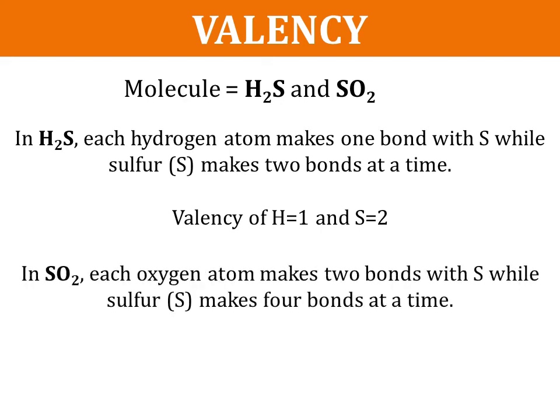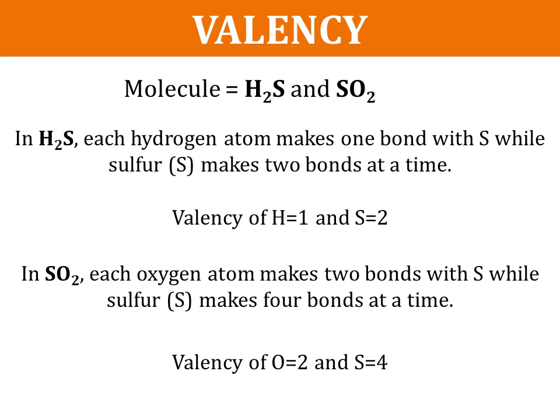In SO2, each oxygen atom makes 2 bonds with sulfur, while sulfur makes 4 bonds at a time. From each oxygen atom, oxygen is making 2 bonds with sulfur, but sulfur at the same time is making 4 bonds with the 2 oxygen atoms present. And thus, the valency of oxygen is 2 and sulfur is 4.